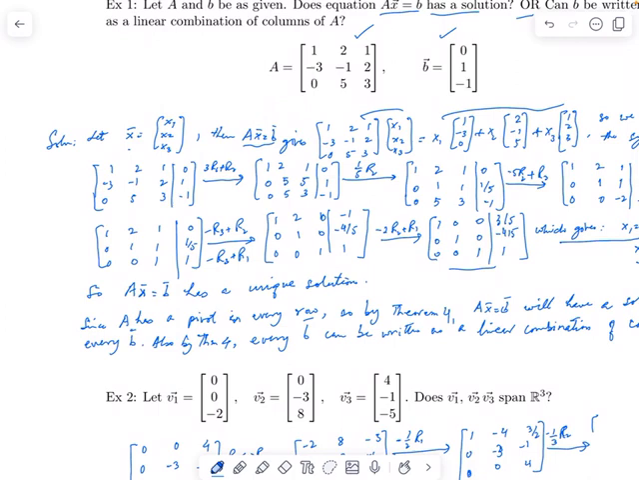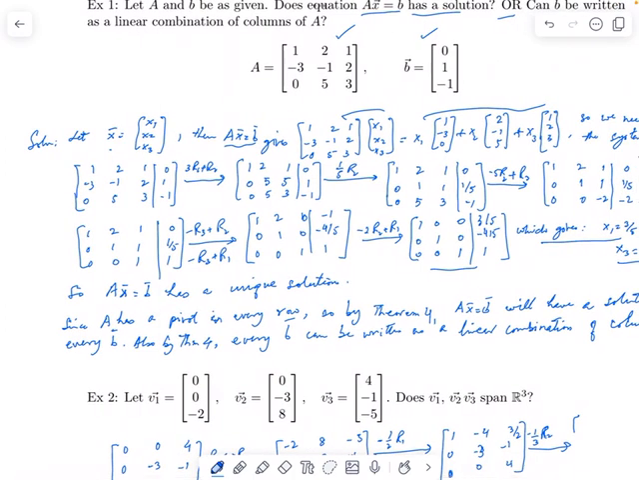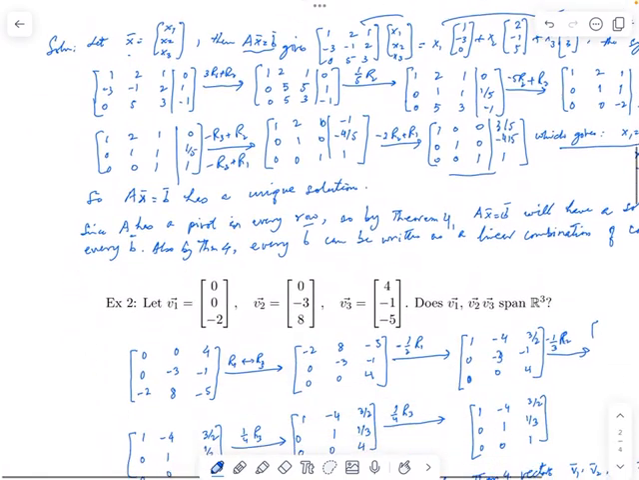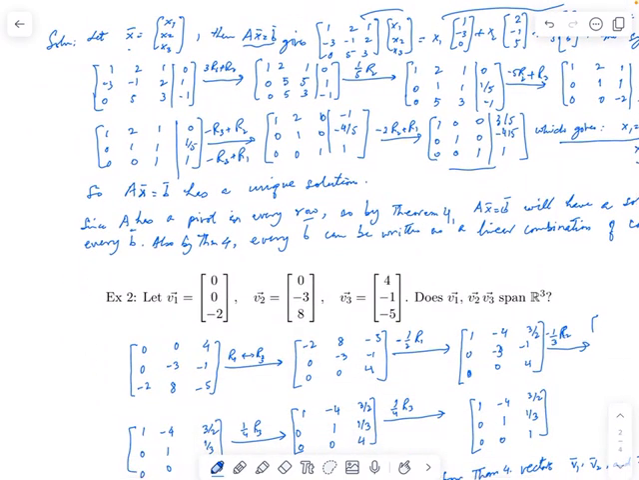So yes, because of theorem 4, since B has a unique solution, and also we note that A has a pivot in every row. So by theorem 4, Ax is equal to B will have a solution for every B, and therefore every vector B can be written as a linear combination of columns of A. Every vector B of size 3 by 1.